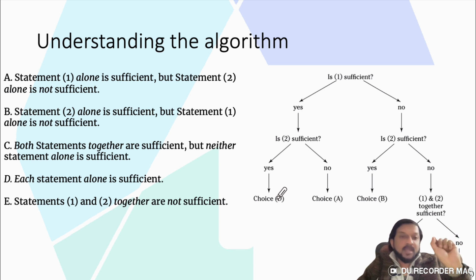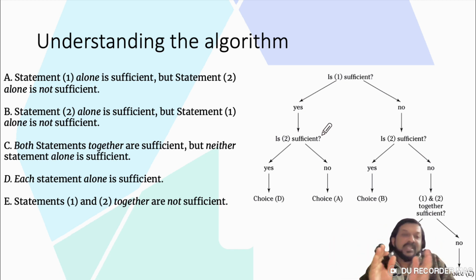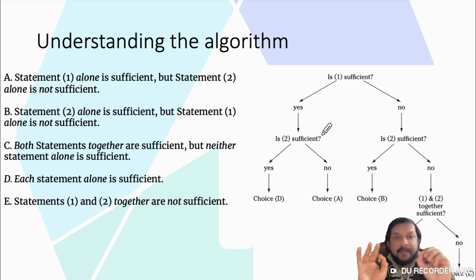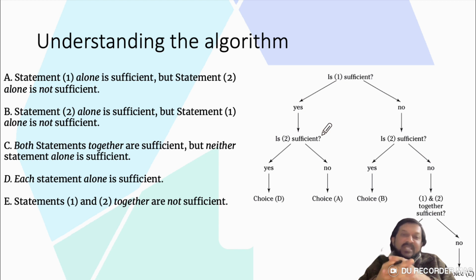Now, wait. The caution here that you need to keep in mind is that when you check statement 1, you don't look at statement 2. Similarly, when you look at statement 2, you do not keep the hangover of statement 1. Both these statements need to be checked independently first. Where do I merge them? Where do I see them together?